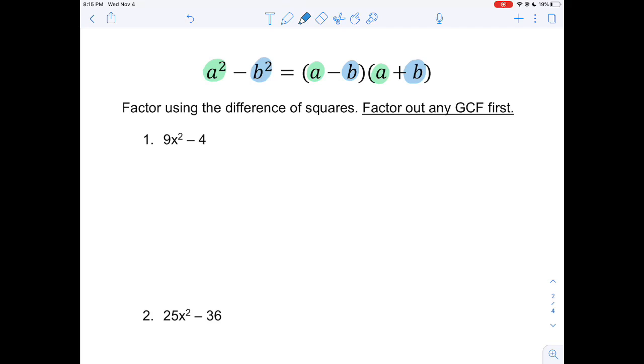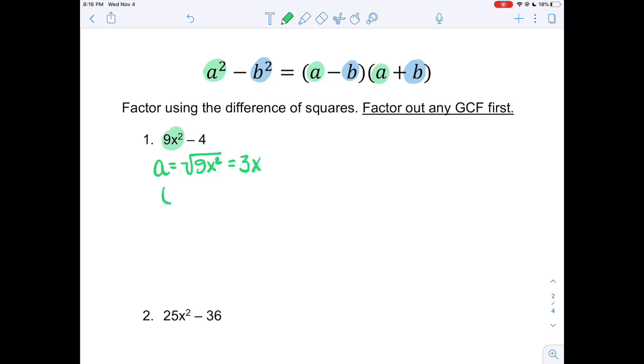So let's take a look at an example. This first example has a 9x squared, that's going to be my a squared, and if a squared is equal to 9x squared, let's figure out what a is going to be. So a is going to be the square root of 9x squared, because to undo squaring something, you take the square root of it. Well, 9 is a perfect square. It's the perfect square of 3. And x squared is the perfect square of x. So when I take the square root of 9x squared, I'm going to get 3x.